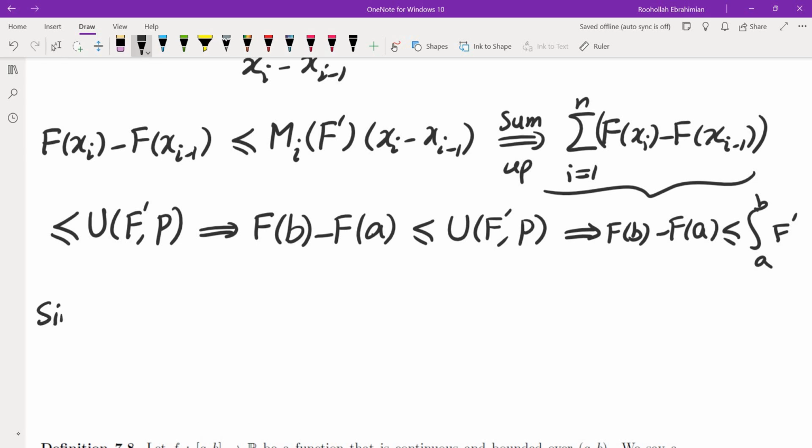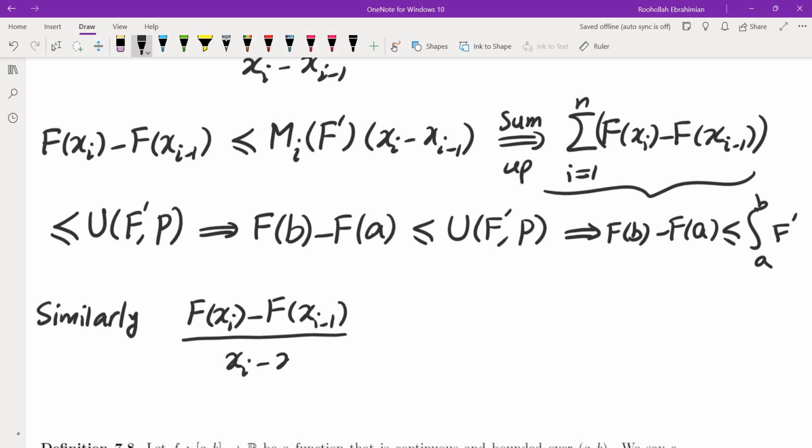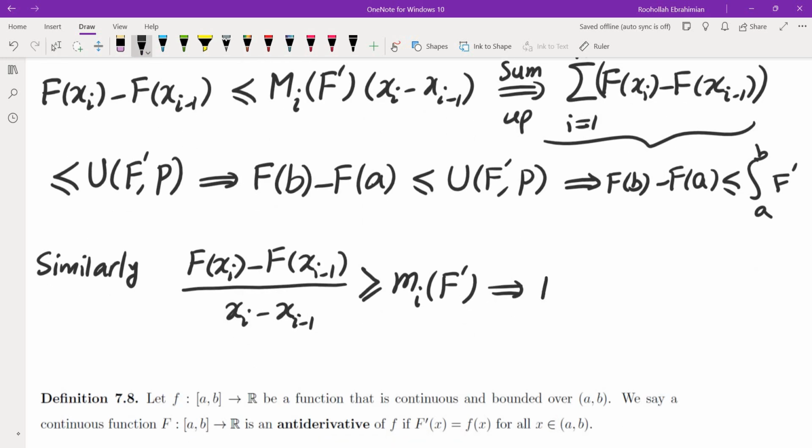Now similarly, f of xi minus f of xi minus 1 over xi minus xi minus 1 is a functional value for f prime by the mean value theorem. Therefore, this is greater than or equal to the lowercase mi for f prime. And if you do the same thing, you will get f of b minus f of a. So multiply by xi minus 1 and add it up, and it is going to be greater than or equal to the lower sum of f prime p.